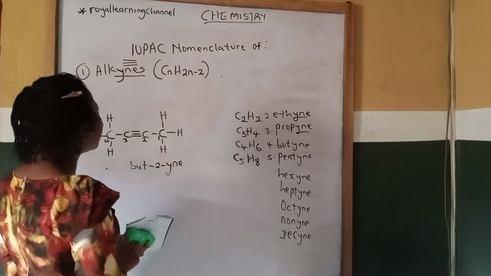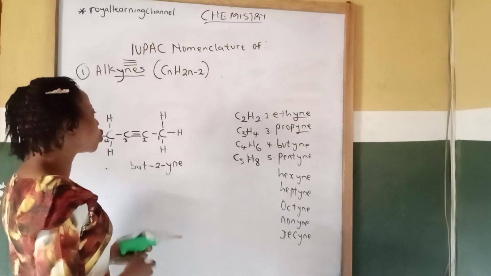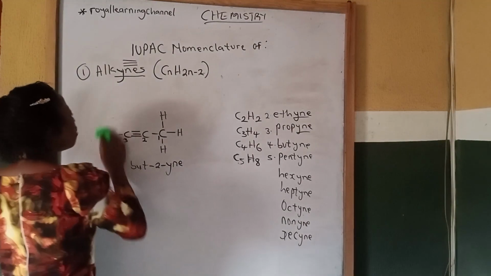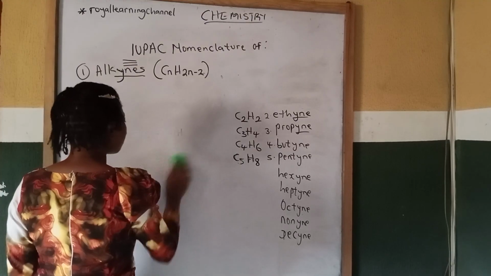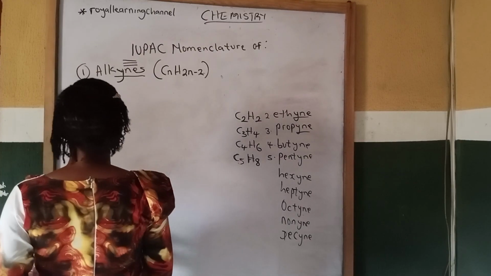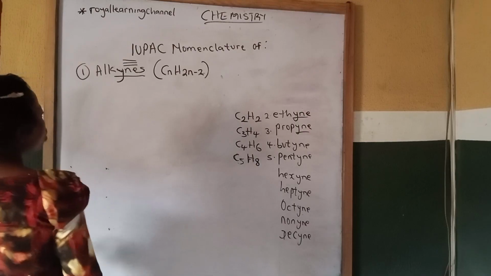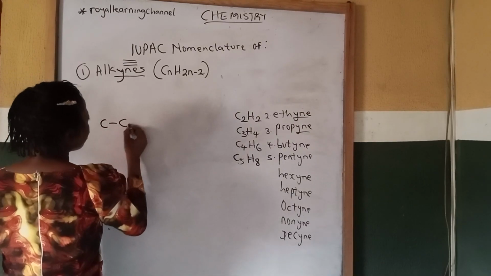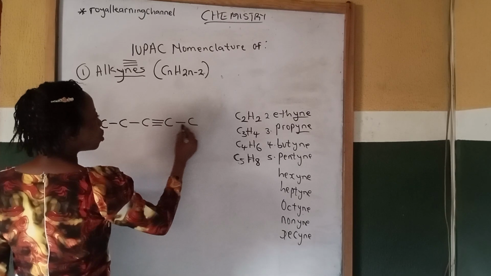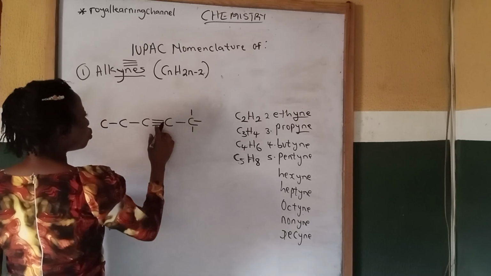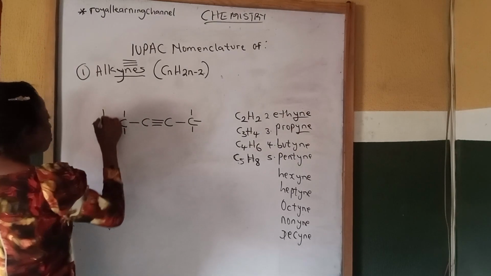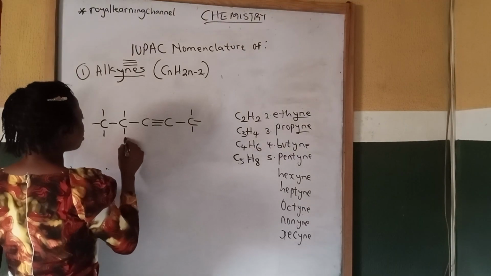Now, let's move to naming of alkyne. When we have the structure of an alkyne with substituents, let's look at the structure of an alkyne with substituents. 1, 2, 3, 4. Then let's have substituents.